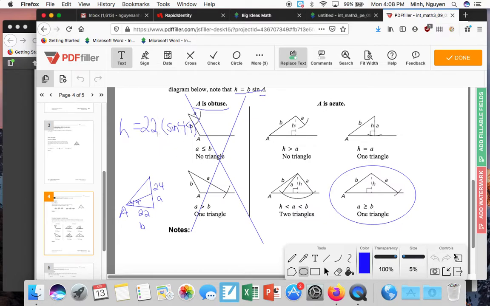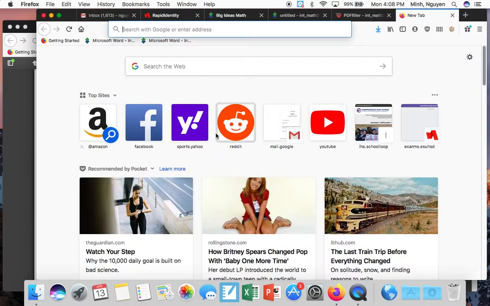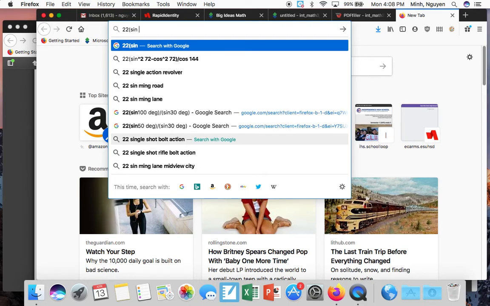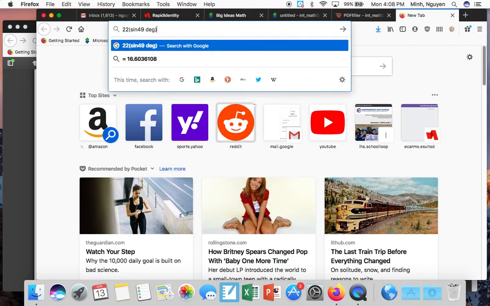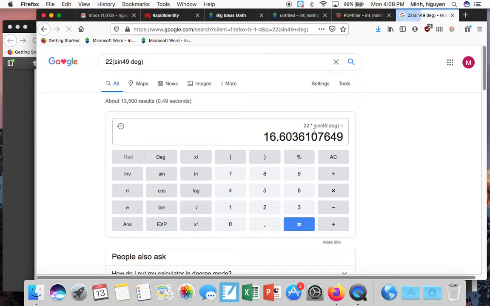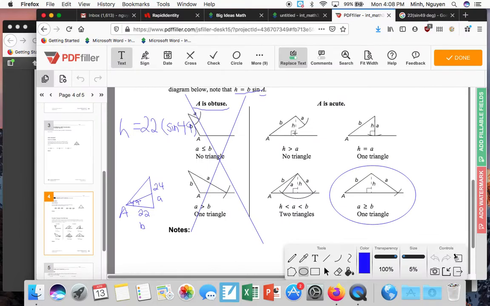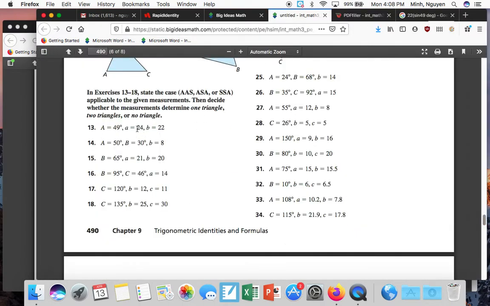I don't have to type it into my calculator, but if I did, it would look like this: 22 times sine of 49 degrees, so 16.6, and that would be h, or the height. But I didn't need to know that. I could start here and be like, oh, 24 is equal to or greater than 22, then it's all good. There's only one triangle. So you'd stop right there and say, okay, this is an SSA, and there's one triangle. That's number 13.